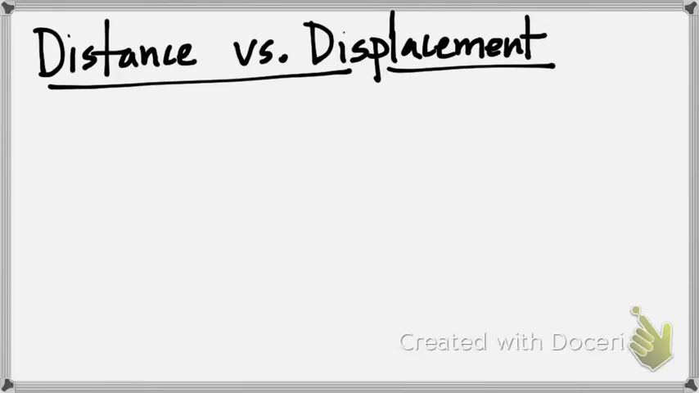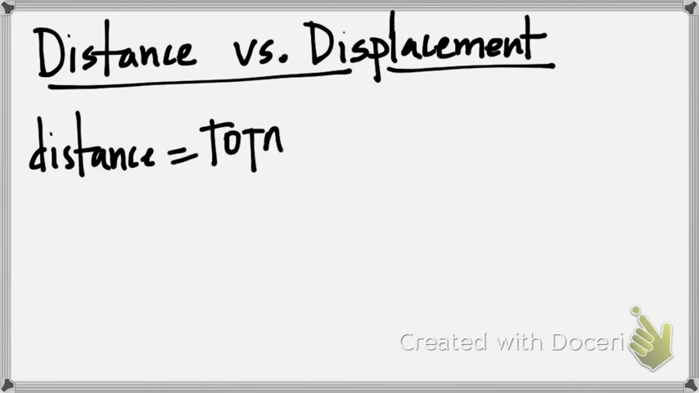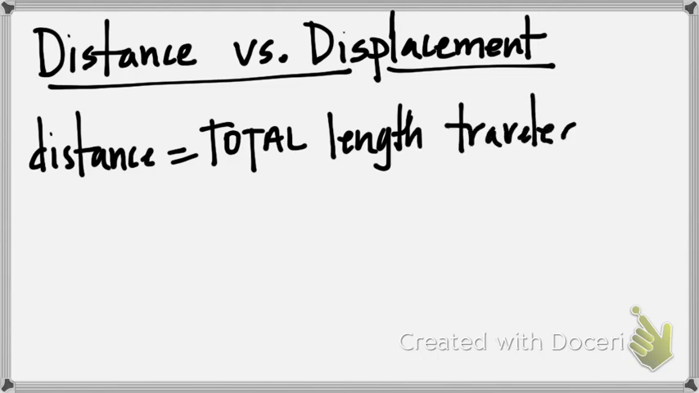In this session, we're going to discuss the difference between distance and displacement. Now, distance is very straightforward. Distance is just the total length traveled. So it's going to include every stop, every turn, every curve, and the total amount traveled. It can be measured in things like kilometers, meters, miles.